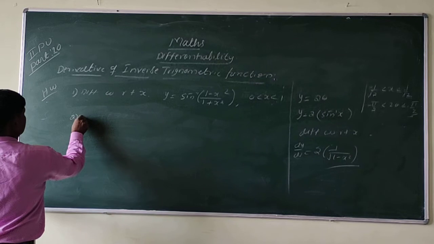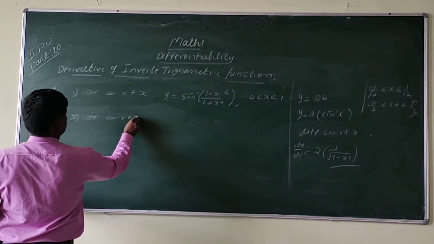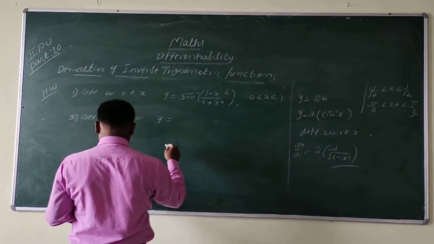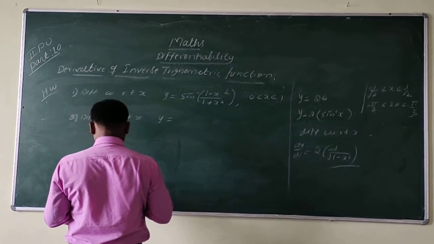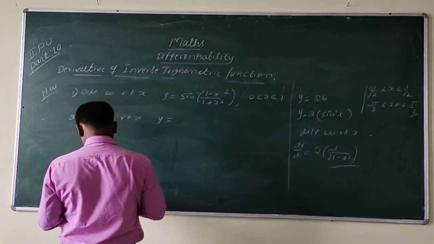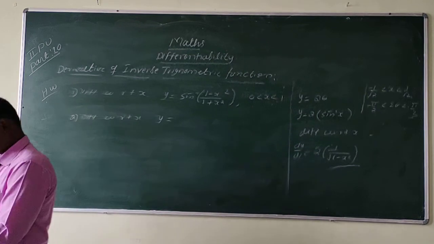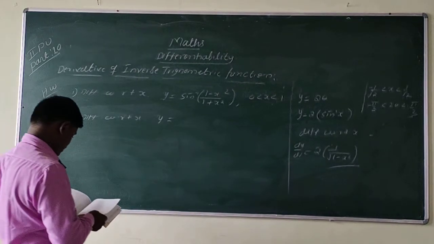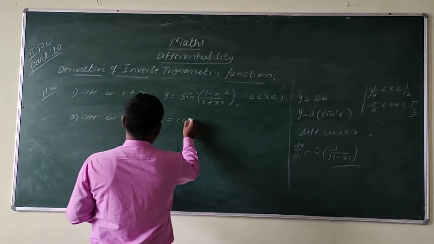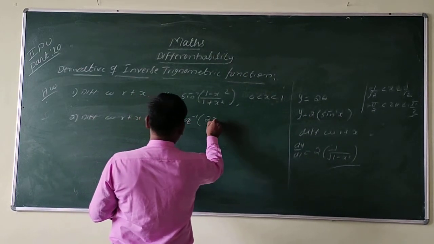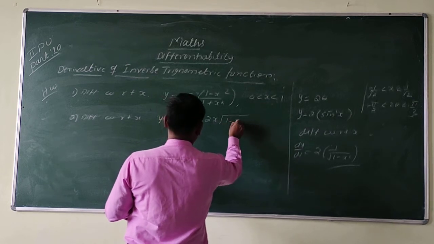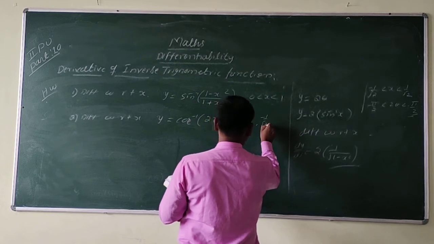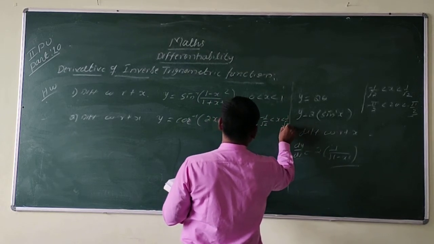Second one: differentiate with respect to x, y is equal to cos inverse of 2x into root of 1 minus x square, where minus 1 by root 2 is less than x less than 1 by root 2.